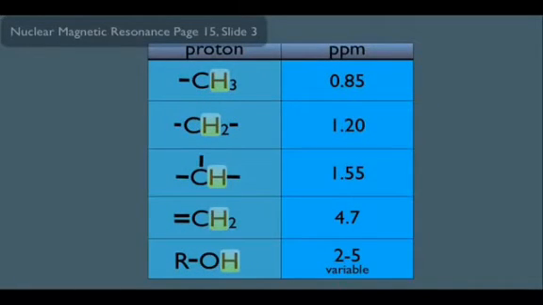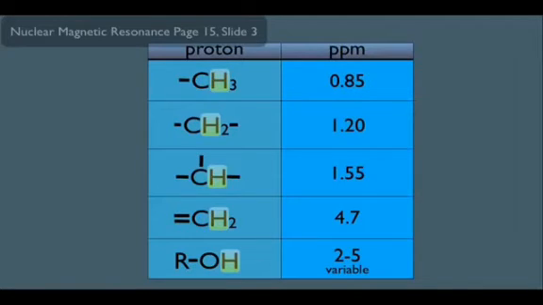You'll find something like this in your Orgo textbook. Notice on the first line here it's saying that methyl protons peak at around 0.85 ppms. And all the way down on the chart, protons of an alcohol would peak at around 2 to 5 ppms, and it's variable. Some professors give you charts like this on your exam and some don't.